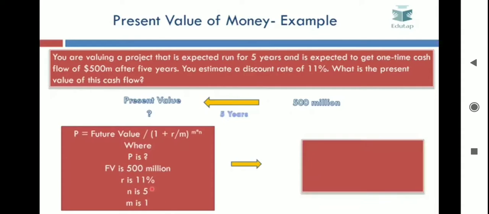So when you put all these values in this formula, you will get P equal to 500, that is the future value, divided by 1 plus 0.11, that is the rate of interest, divided by M, which is 1, the whole raised to the power M into N, that is 1 into 5. And when you solve this, you will get 296.73. That is the present value of the 500 million that you will get after 5 years. Right now, as of today, it is 296.73.